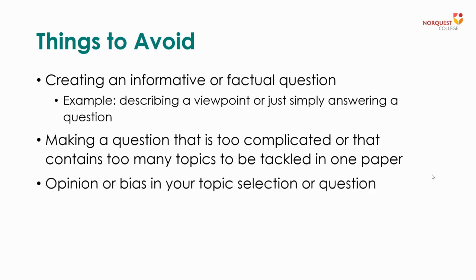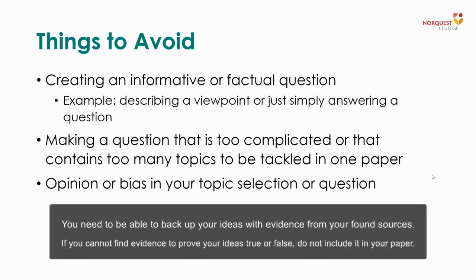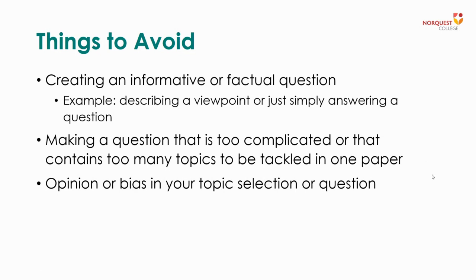Third is avoiding opinion or bias in your topic selection or question. This comes into if your question is something that you have an opinion about, and maybe you feel like you can write about it from a position of expertise or a position of knowing. But keep in mind, for every idea that you put forward, you have to provide evidence for it, and that's where your research comes in. So if you're writing about an idea and you don't have any evidence to support that idea, that means your question is a little bit opinionated, so you'll have to change it. So for every idea you put forward, you have to have a piece of evidence that proves your idea true or false, depending on the context of your question.